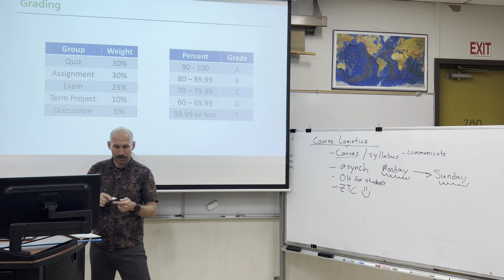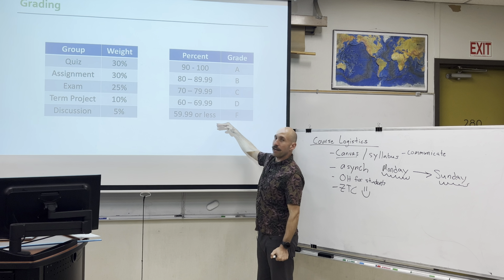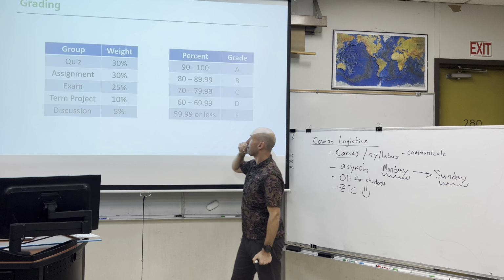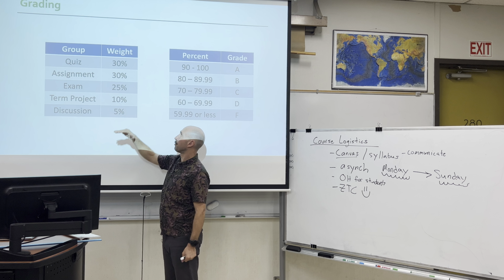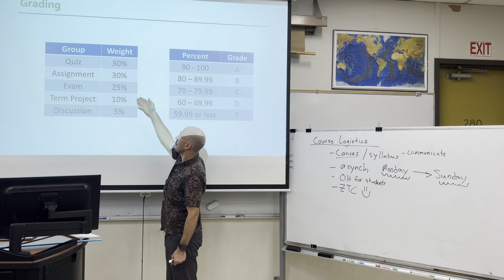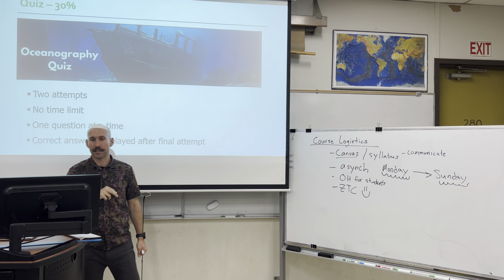Okay, so how do we grade this course? Well, standard grading system that's been around since the dawn of time, A, B, C, D, and F. All your work is weighted by groups. 30% quizzes, 30% assignments, 25% exams, 10% term project, 5% for class discussions.